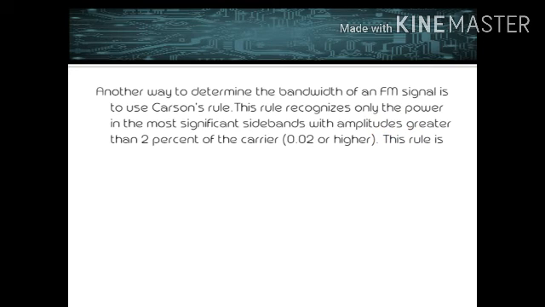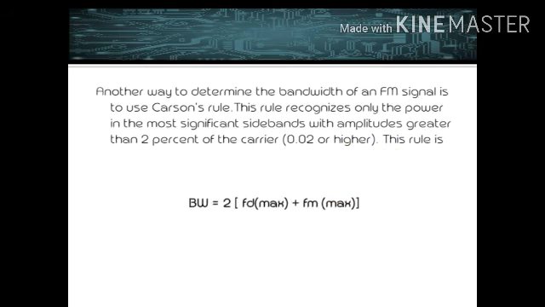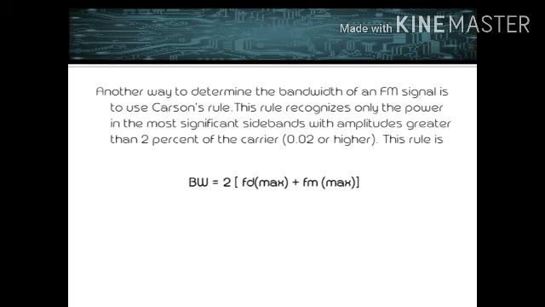For the continuation, another way to determine the bandwidth of an FM signal is to use Carson's rule. This rule recognizes only the power in the most significant sidebands with amplitudes greater than 2% of the carrier, or 0.02 or higher. The bandwidth is equal to 2 times (FD max plus FM max). As you can see, you can calculate bandwidth using those two formulas.